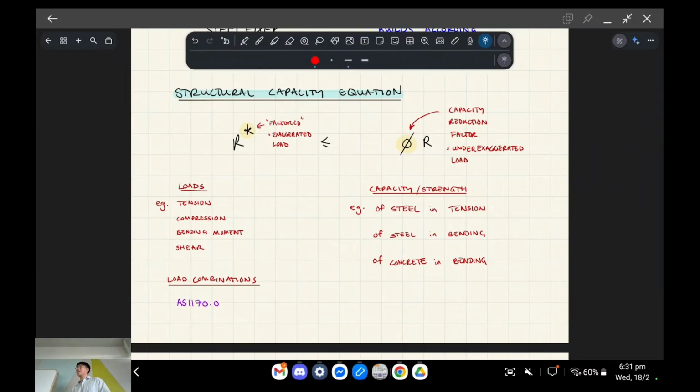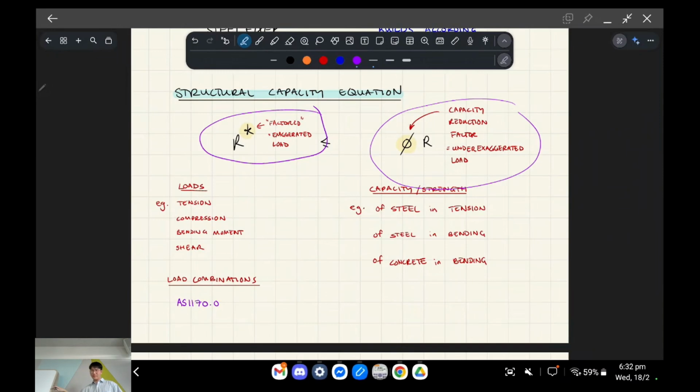You're comparing the strength of the structure, how strong it is, versus the loads that you're expecting it to take on, okay? So on the left-hand side, these are your loads. This might be cars, humans, bikes, animals, whatever. On the right, this is your capacity, okay? So that's how strong something is. I'll give you an example.